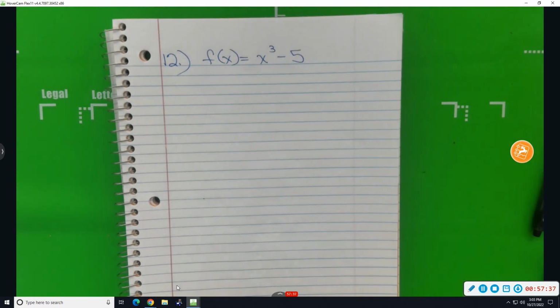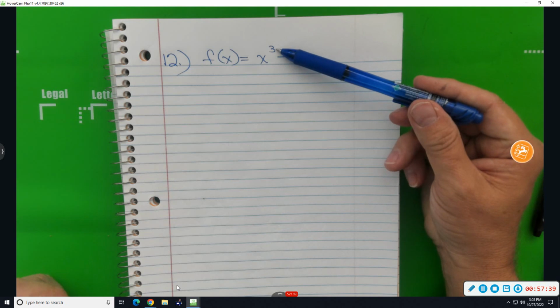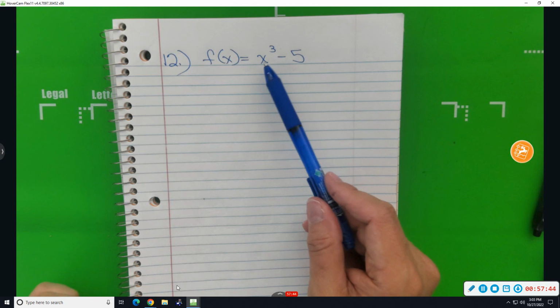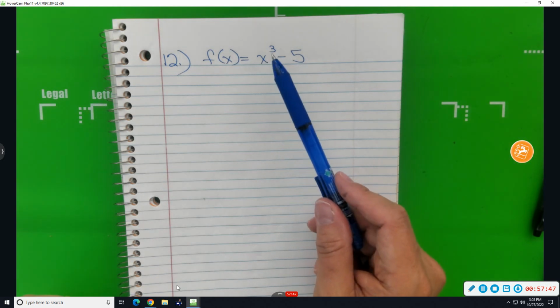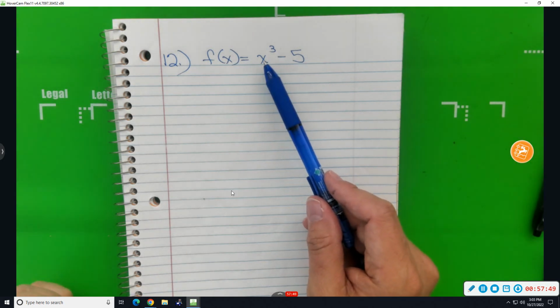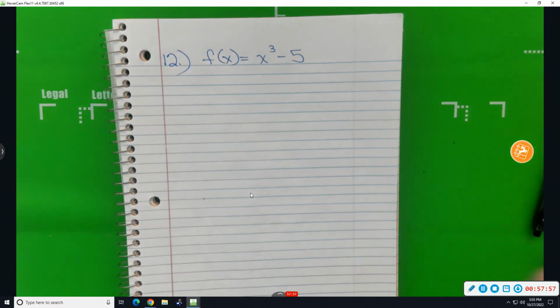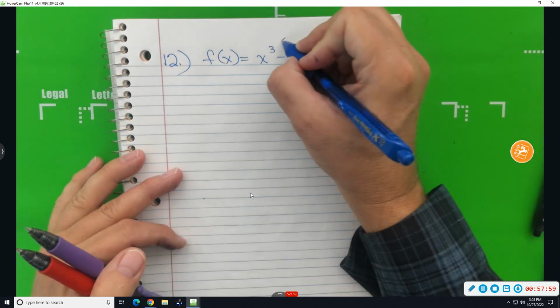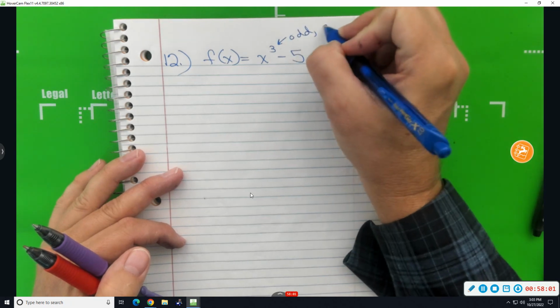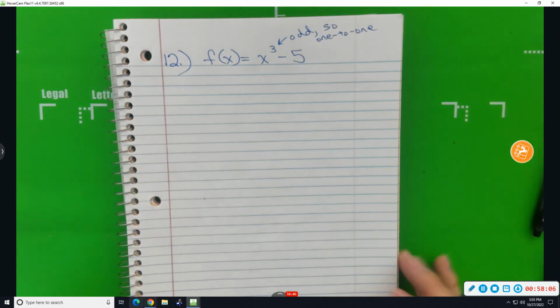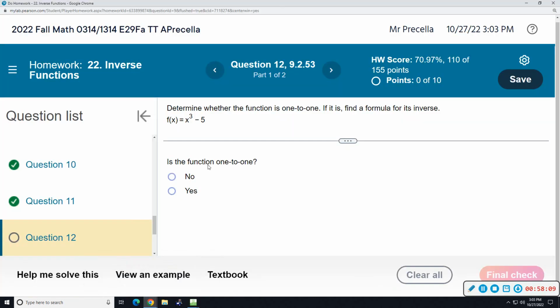It is? Well, I see an exponent, though. No, it's not. But it's an odd power, so realize odd exponents don't take negative numbers and change them to positives. Negative 2 times negative 2 times negative 2 is negative 8. When you take a negative number and cube it, it stays negative. I'll say odd, so 1-to-1. Is it 1-to-1? Yes.